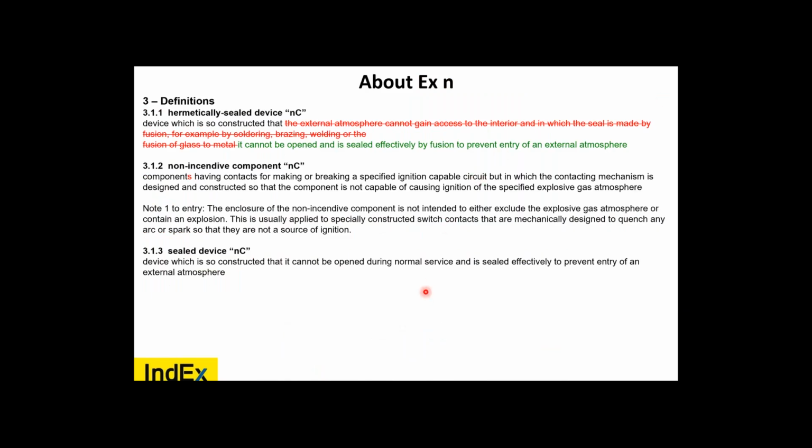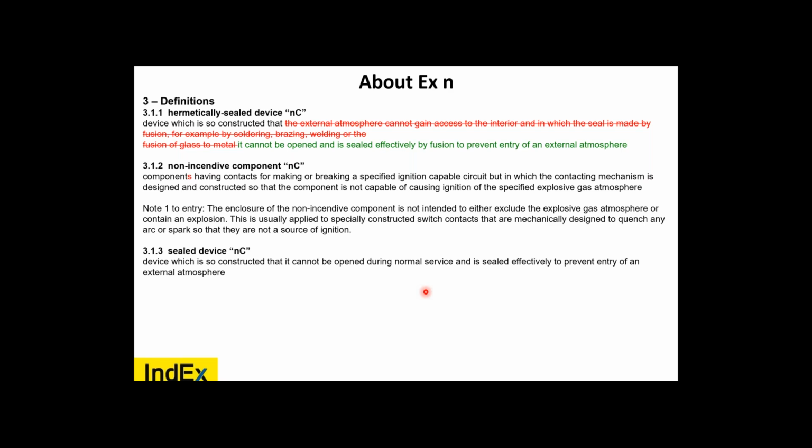Hermetically sealed, what does that mean? It is a device that is constructed so that it cannot be opened and is sealed effectively by fusion. By fusion, think of welding, or cementing. That would be the easiest way to explain it. The previous edition of the standard said by soldering, brazing, welding, or the fusion of glass to metal. So now it's fusion of metal to metal or metal to glass. So just think of cold welding, hot welding, whatever it is, it cannot be opened. So how do you do an inspection? It's completely visual. Look for burn marks, melting, cracking.